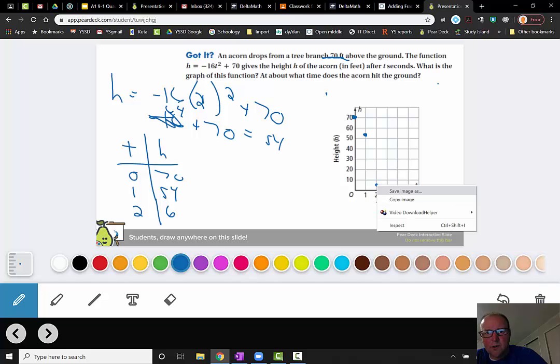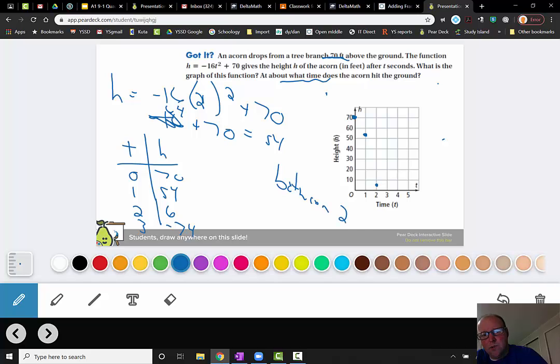Alright, so I'm pretty sure about what time, it's going to be a little bit more than 2 seconds. Okay, so at 3 seconds, if you do a calculation, we're getting negative 74 feet. So it's definitely closer to 2. So between 2 and 3 seconds will do. And we're getting just this half of that parabola. Alright, pretty cool.